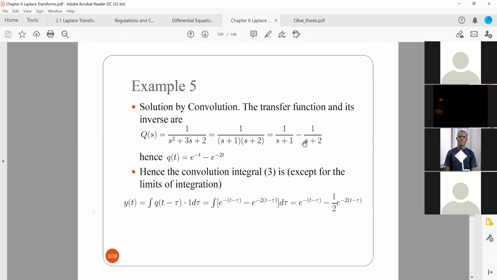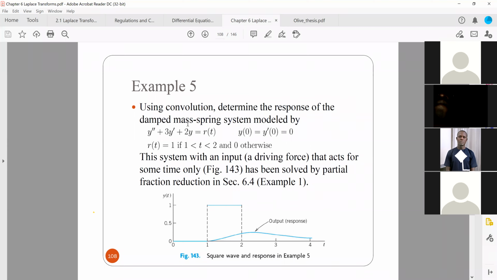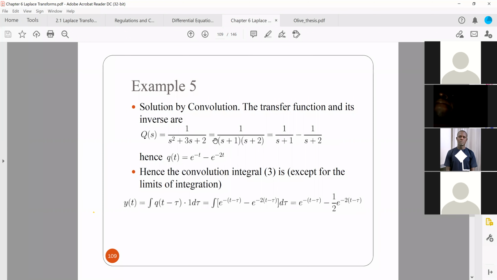Oh no, this is just an expansion of this. Q(s) is, when you take the Laplace transform of this and collect the like terms, what you end up with, that equation. These are the partial fractions, so you end up with q(t). If you do the inverse, you end up with these two. Okay, so hence the convolution integral.